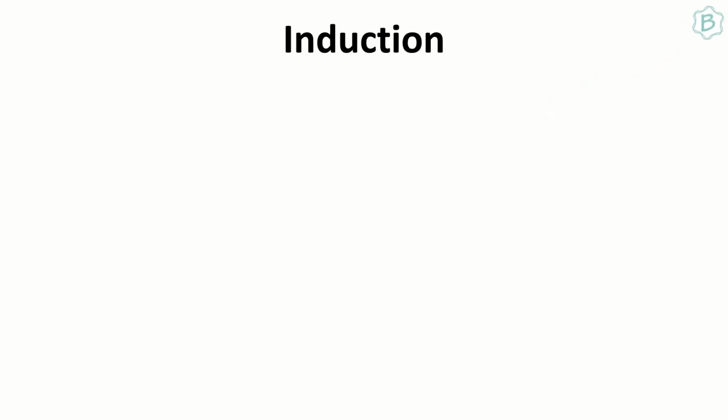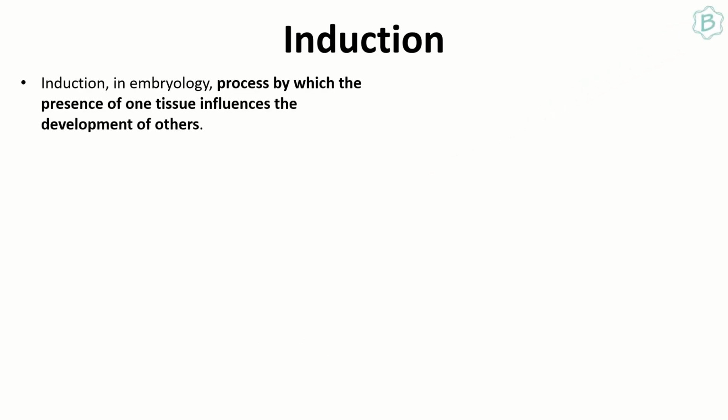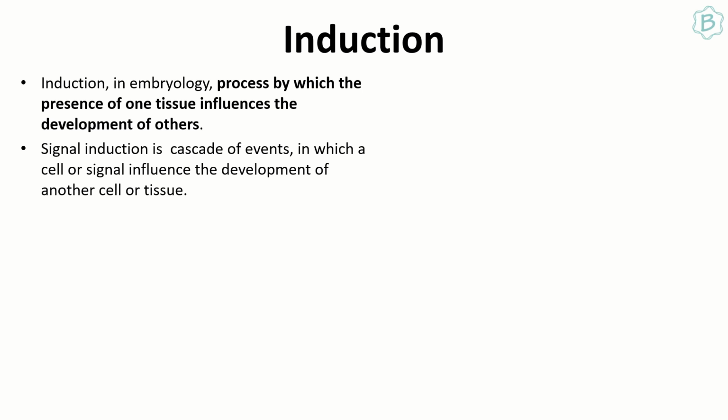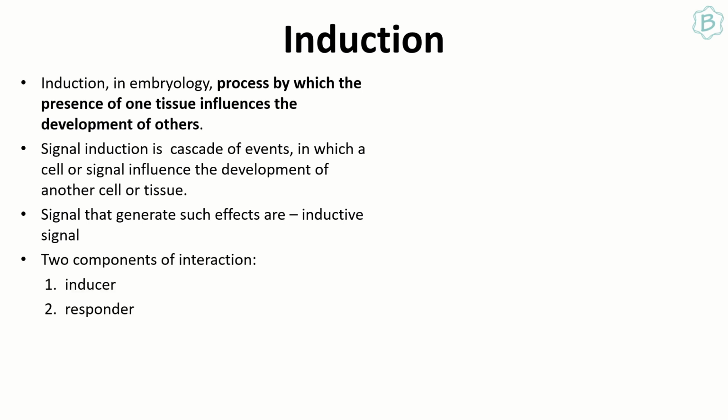Next topic is induction. Induction in embryology is a process by which the presence of one tissue influences the development of neighboring cells. So it is a cascade. Basically, it is a step-by-step process in which a particular cell or a signal influences the development of a neighboring or another cell or tissue. The signal which generates such an effect is the inductive signal. For the process of induction, there should be two components. First is the inducer and second is the responder.